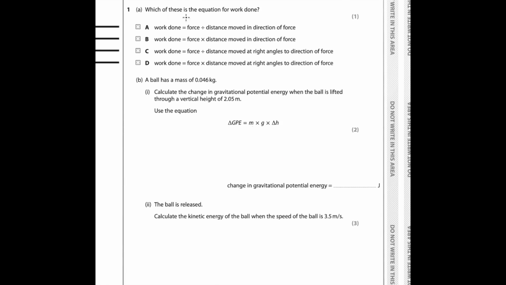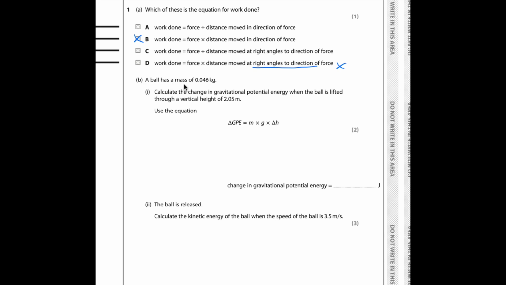Question 1. Which of these is the equation for work done? Right, well, work done equals force times by distance moved in the direction of the force. They've tried to catch you out by putting that one there, but that's to do with right angles to direction of force, so that's wrong.